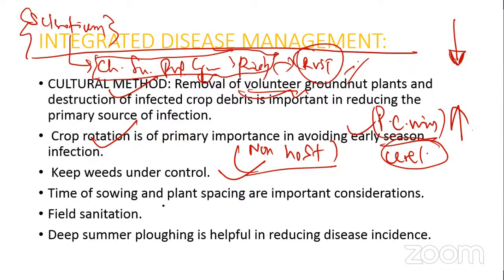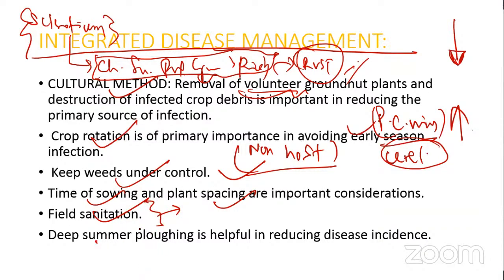Then keep out the weeds. Then the time of sowing and spacing should be well planned. So this is also a most important criterion. Then field sanitation: with respect to any disease, you should control that, and your field should be sanitized.